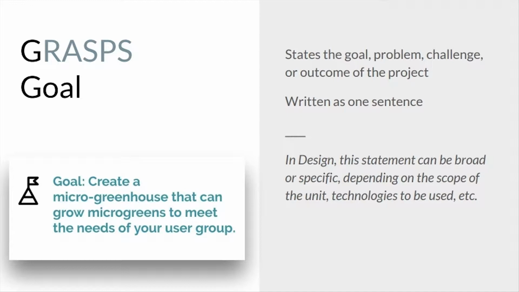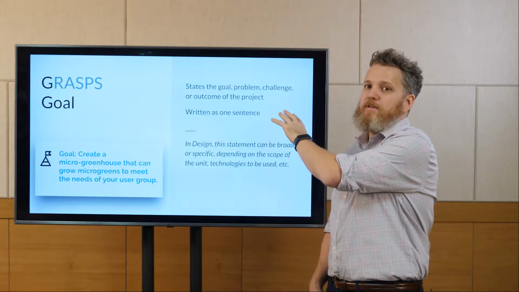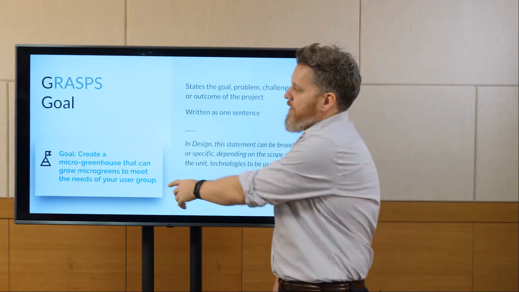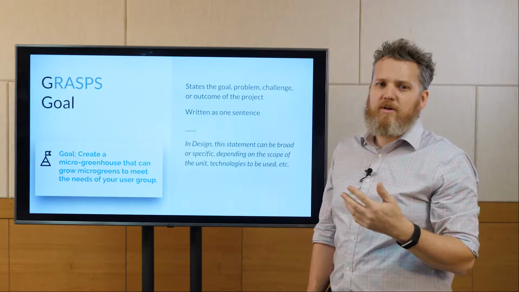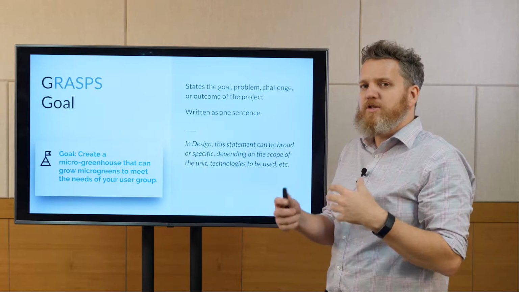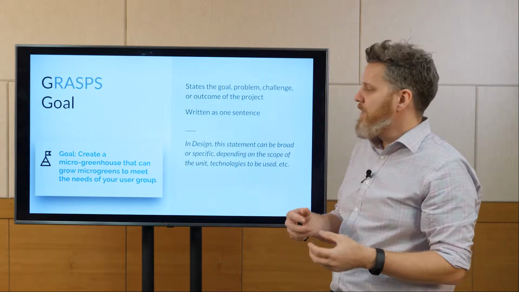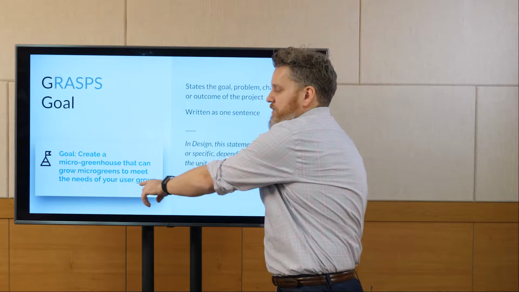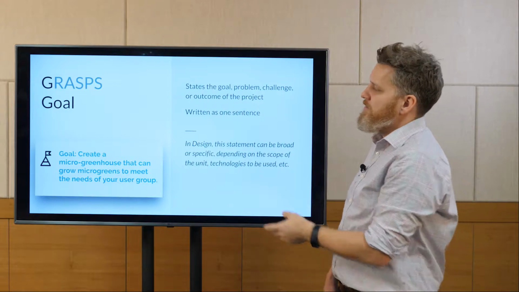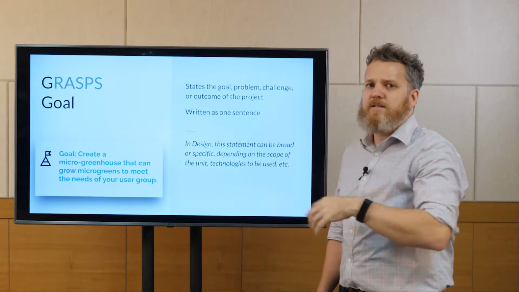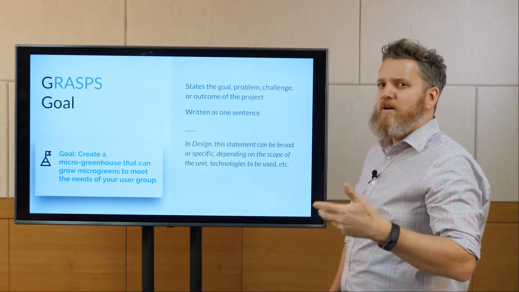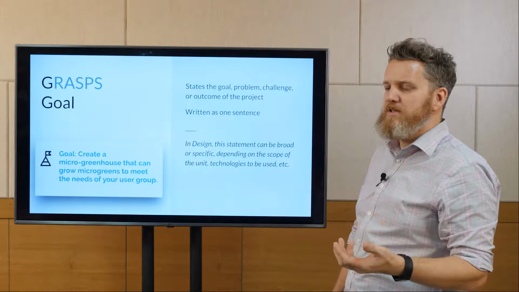Okay? So the goal is the problem or the statement that defines what we're going to do. In this case, we have a project that students have done where their goal was to create a micro greenhouse. It's a small little greenhouse for growing plants, but it's controlled by an Arduino computer system. They had to choose a specific kind of user and design for that kind of user. A goal is usually written as a single sentence. It's not a paragraph or anything. It's a single sentence that defines what overall the students are going to be doing.